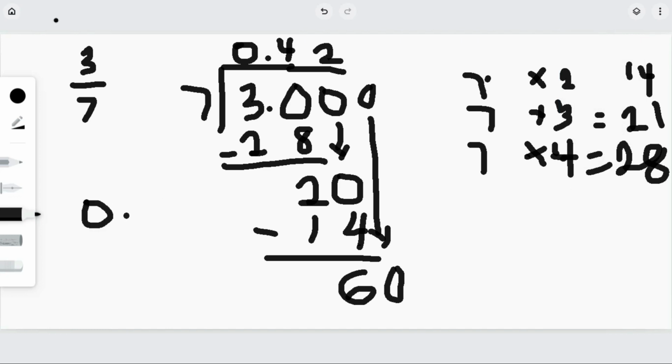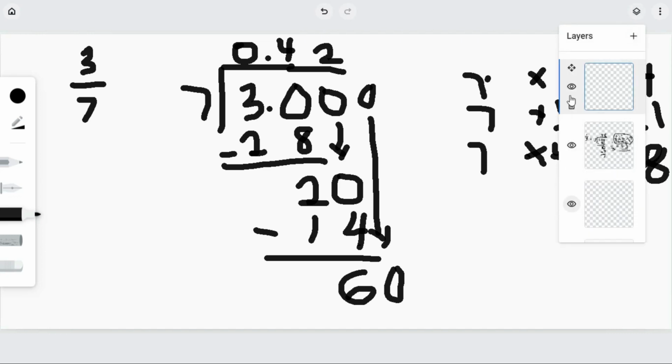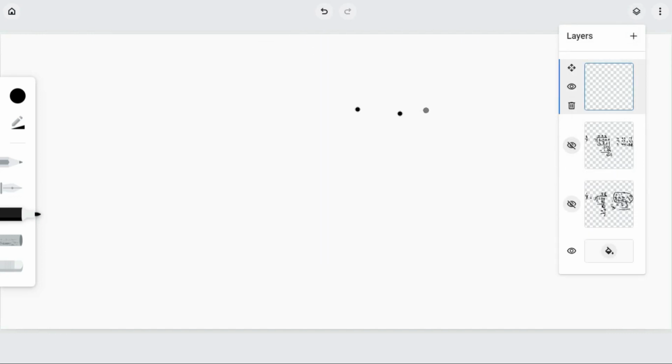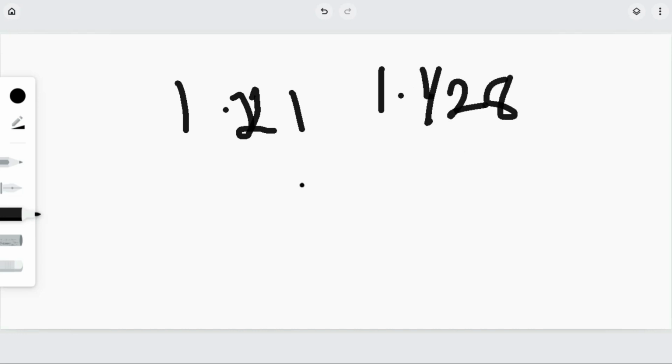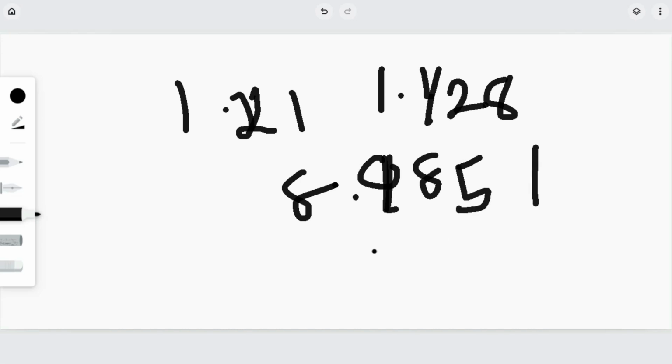Let me use another board and quickly compare with this one to explain further. Decimal place means how many numbers you can find after the decimal point. In 1.21 we have 2 decimal places. In 1.428 we have 3 decimal places. In 8.9851 we have 4 decimal places.